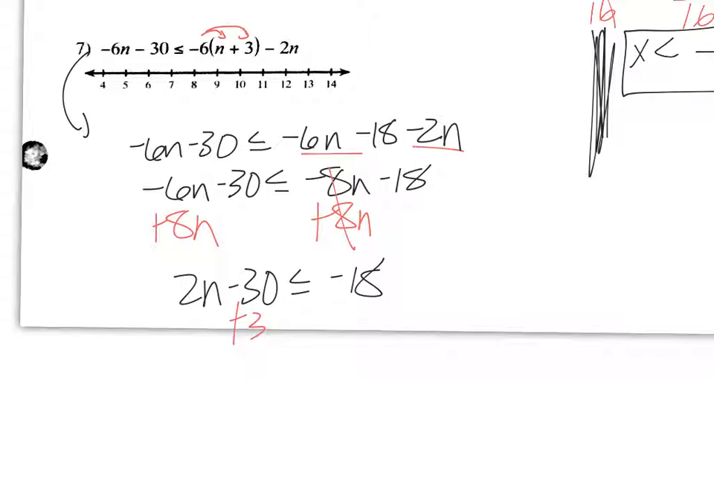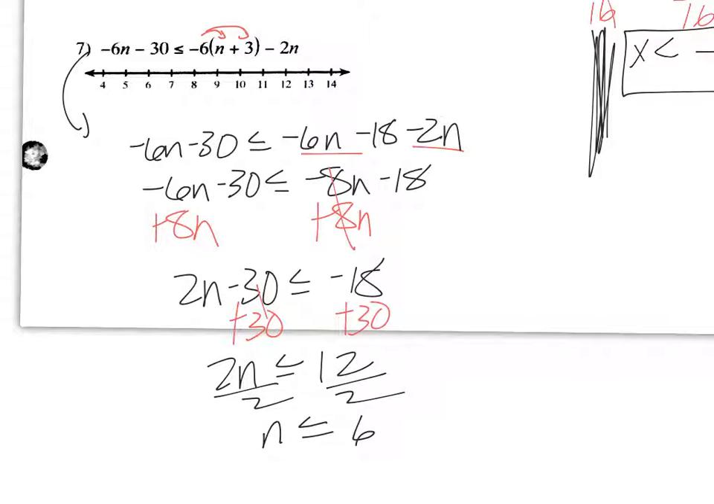Add 30. And we get 2n is less than or equal to 12. Divide by 2, and we get n is less than or equal to 6. Did not flip my inequality symbol because I didn't divide by a negative. So I go to 6, I put a closed circle. My arrow is pointing to the left, so I shade to the left and shade.